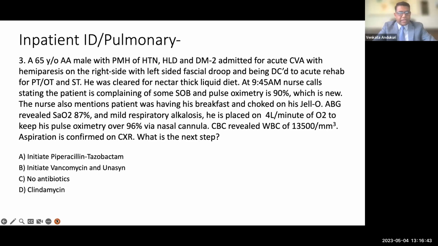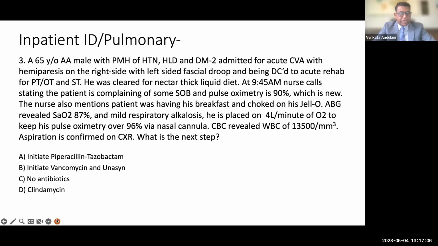ABG revealed SaO2 of 87% and mild respiratory alkalosis. He's placed on 4 liters per minute of O2 via nasal cannula to keep his pulse oximetry over 96%. Remember, this is an African American patient, so we want to keep it higher. CBC revealed a white count of 13,000. Aspiration is confirmed on chest X-ray. What is the next step?